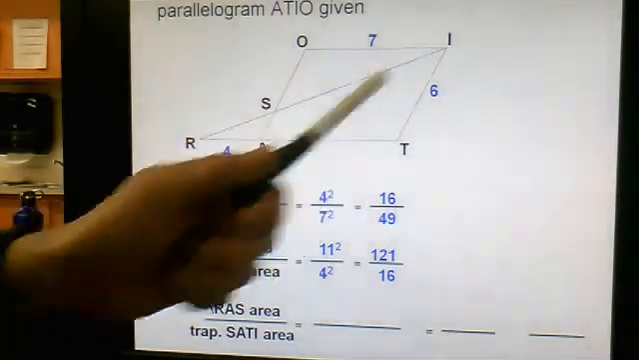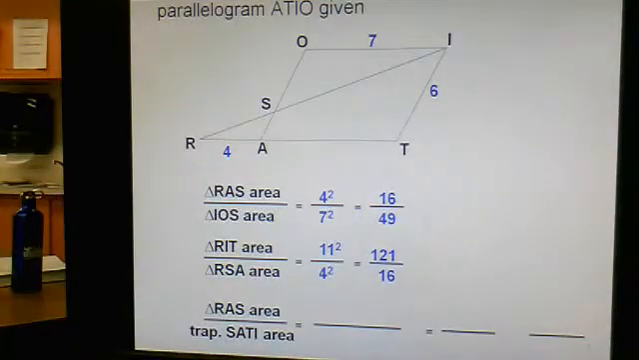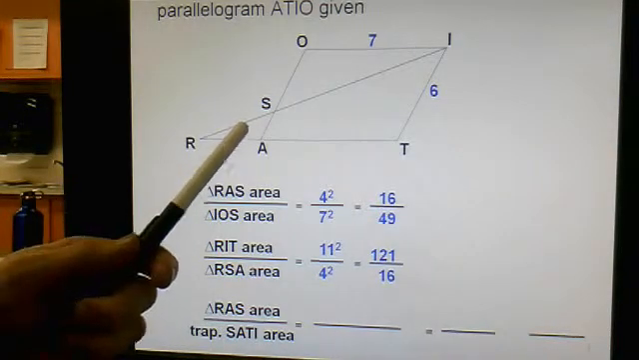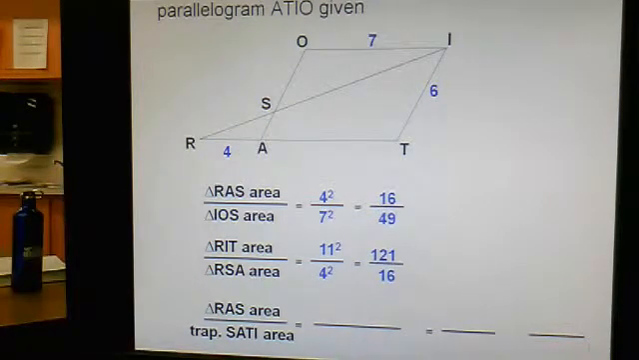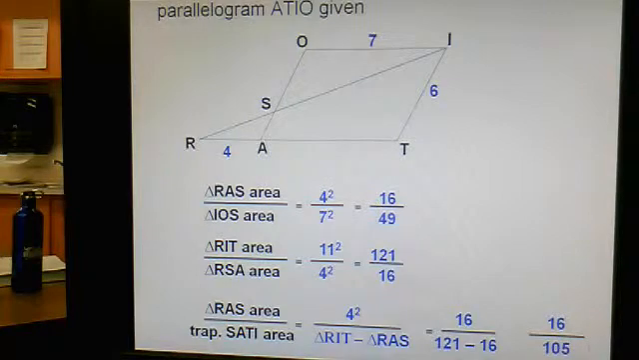So again, this whole thing is 121. 16 represents the little triangle. How much does that leave for this space? And hopefully you come up with 105 by subtracting those spaces on there. Again, I'm subtracting the big triangle minus the smaller triangle to get that trapezoid. And that's your last step on there. A 16 to 105 ratio. So hopefully that makes sense.